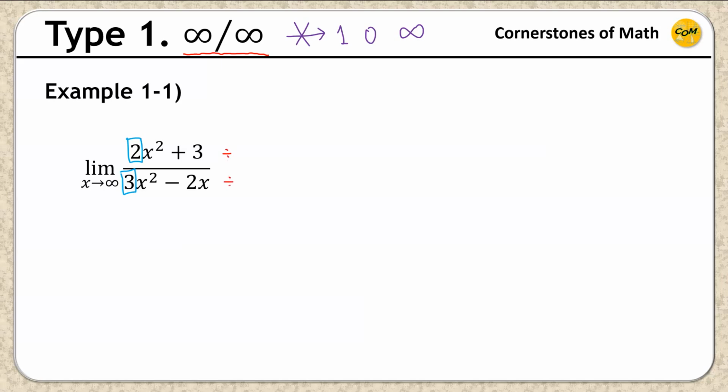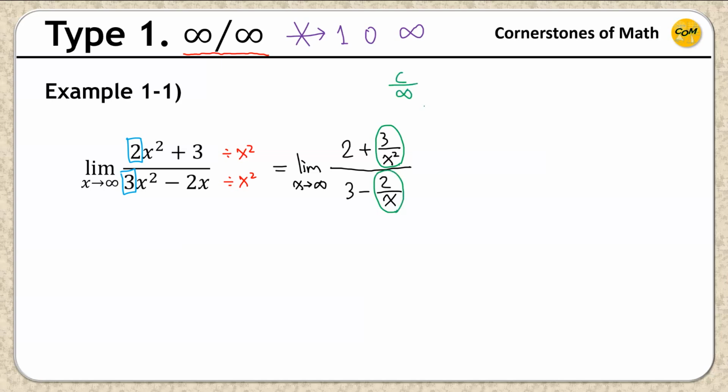We divide the numerator and the denominator by the highest power term, in this case x squared. Then we have the limit of 2 plus 3 over x squared divided by 3 minus 2 over x. And these two parts are now in constant divided by infinity form, which is determinate form. This limit always converges to 0. Therefore, we obtain the limit value 2 plus 0 divided by 3 minus 0, and that's why the limit converges to the ratio between leading coefficients.